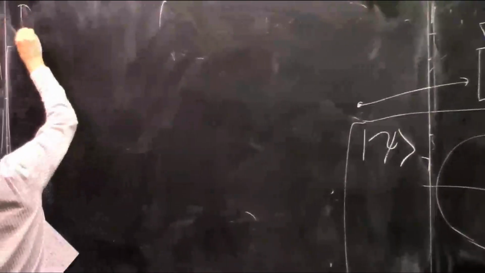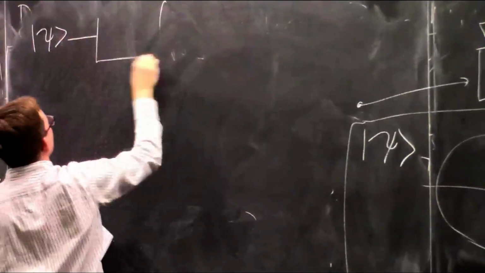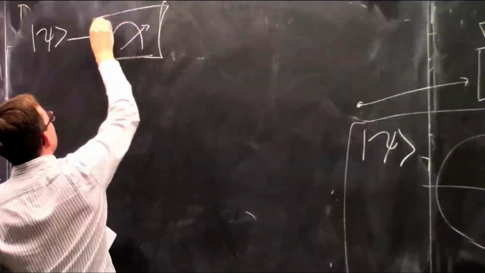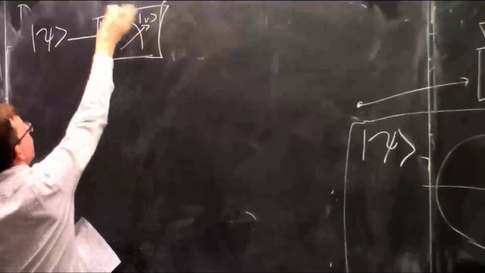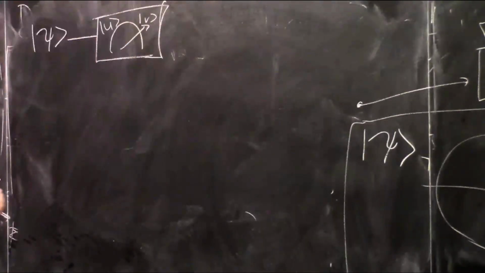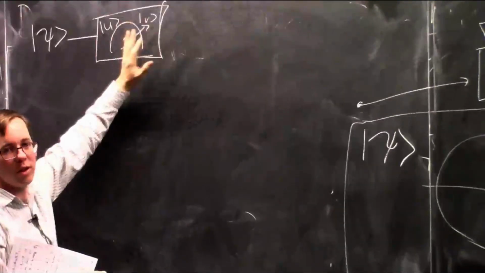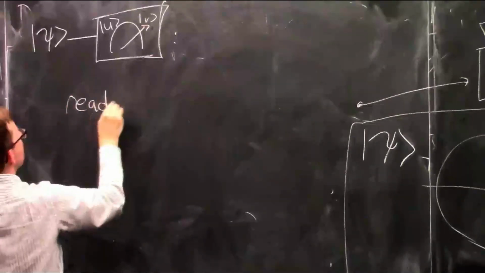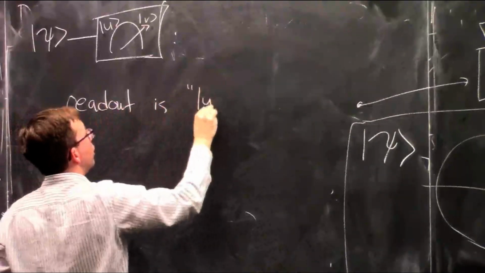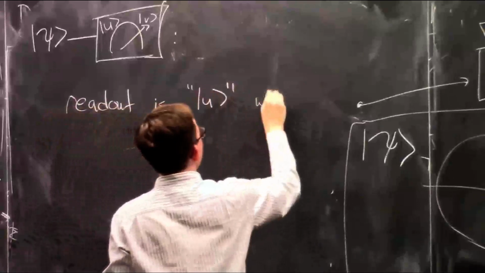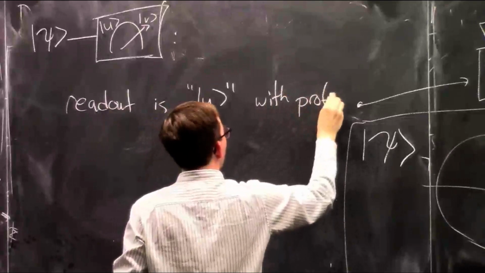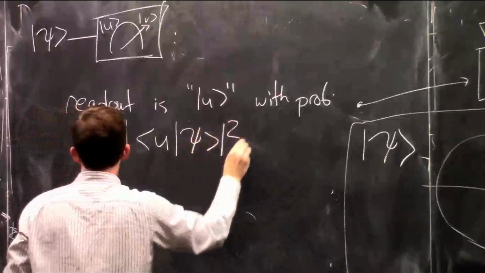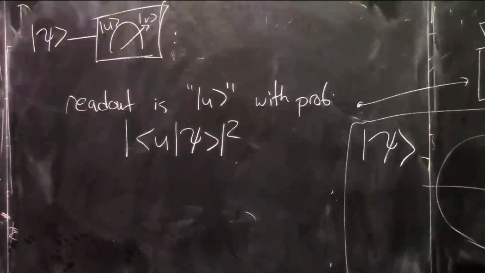So it looks like this. It can accept a particle or a photon or whatever, and it has a dial or a readout, and it can point to either U or V. So the little LED screen on this, instead of shouting out 0 or 1, or horizontal or vertical, shouts out either U or V. And it has this behavior. The readout is quote unquote U with probability the length squared of the projection of psi onto U, which is like the squared length of this.